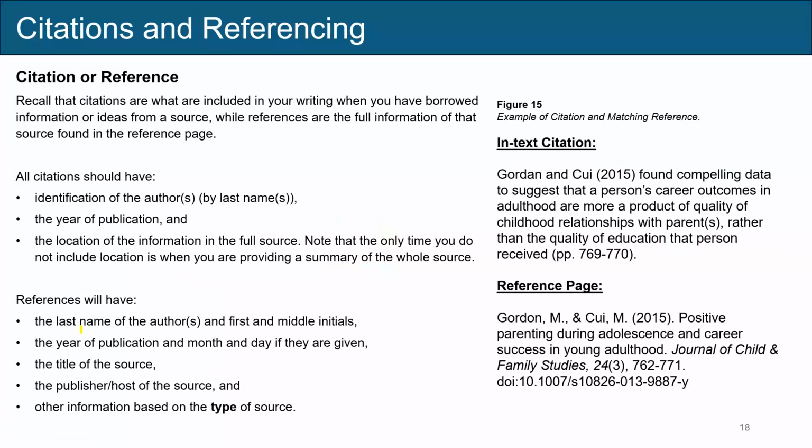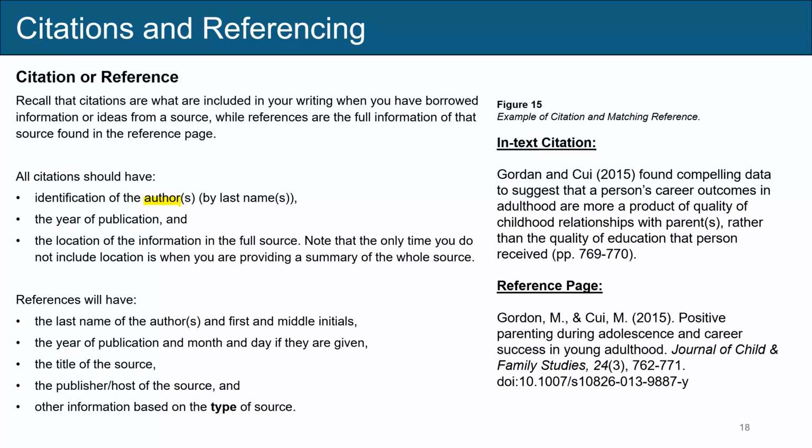So, some comparison again between citations and references, and I go over this because sometimes people do get confused. All citations should have the identification of the author, or there might be more than one author, and we'll look at what that looks like. And we only ever use the last names. An author can also be an organization or a government or things like that. And we'll look at some examples there.